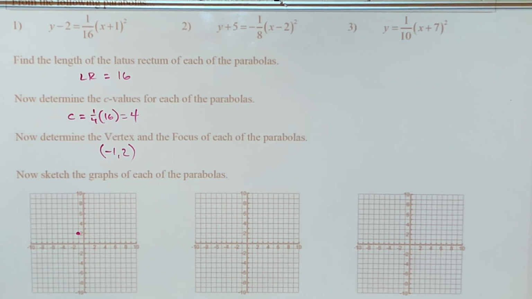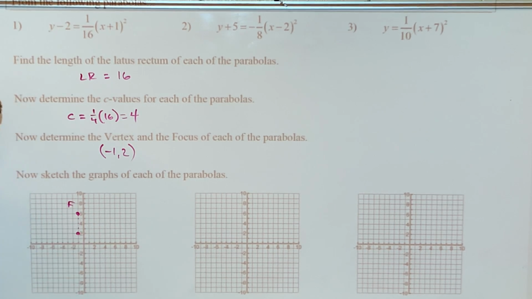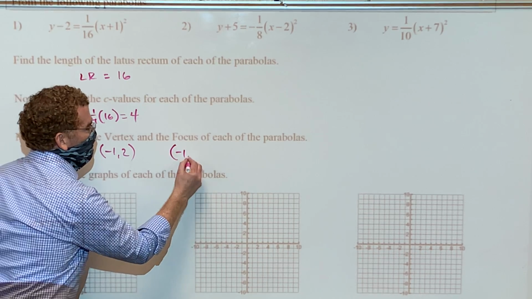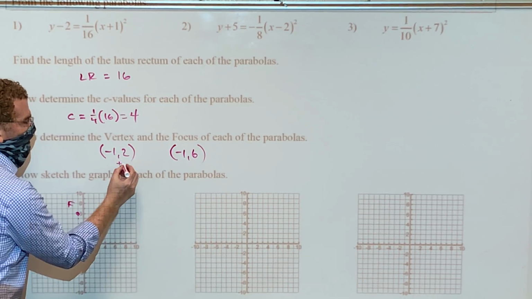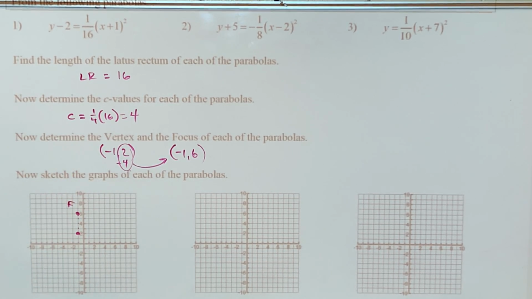Now, how do I find the focus? We said the focus was how far away from the vertex? C. And which way am I going on this problem? Up. So go up C. Up 4. 1, 2, 3, 4. There's my focus. So it turns out my focus is what? -1, 6. And I got that because I added 4, right? Added C.